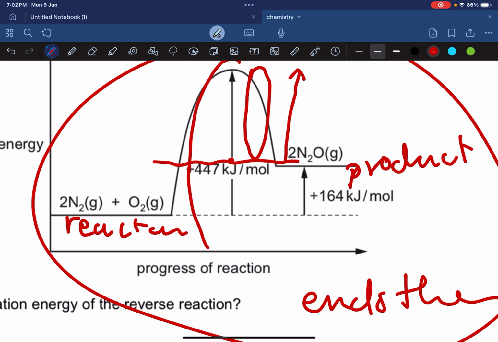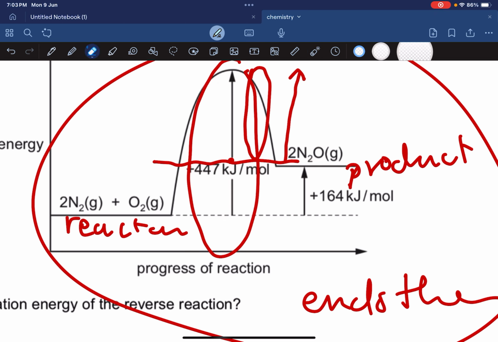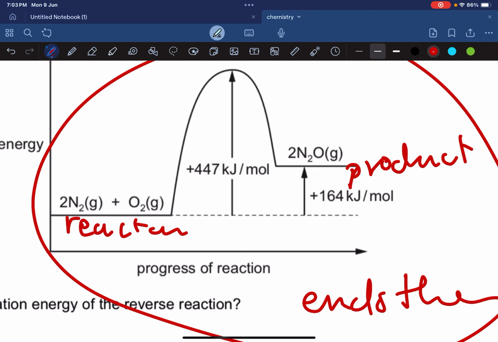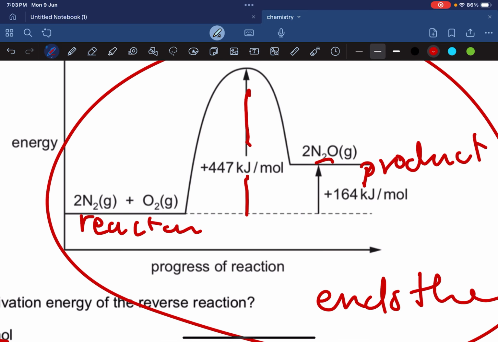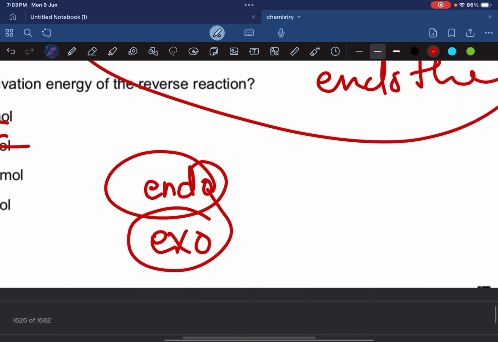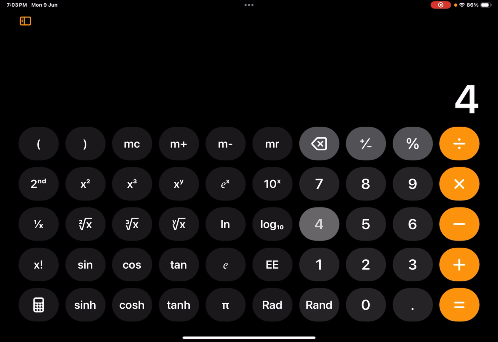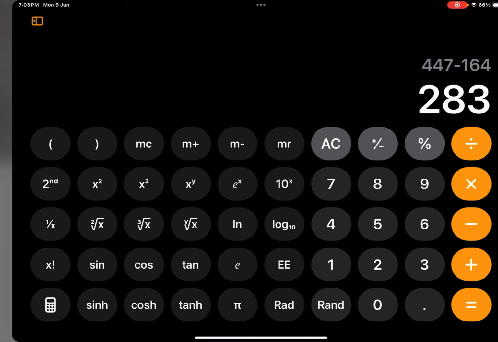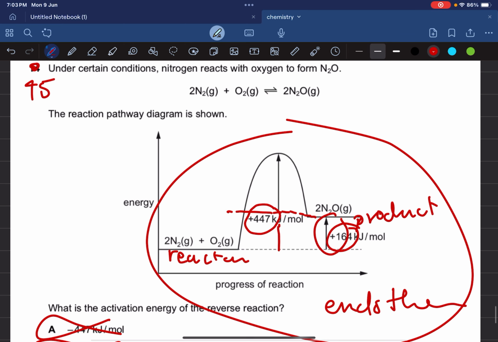So out of this total line, if you subtract this line, you're going to get this line. I'm trying to repeat this again. I know it's difficult to understand, but the first understanding is that backward is going to be exo. The second understanding is that out of this total line, if I subtract this line till here, I get this line, and this is what I need. So out of my 447, I need to subtract 164. So 447 minus 164 is going to give me 283. So it's 283.